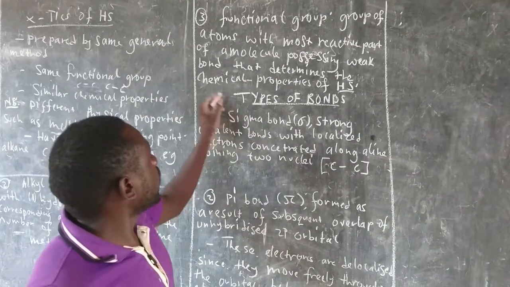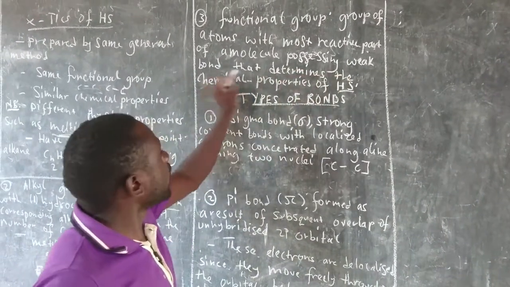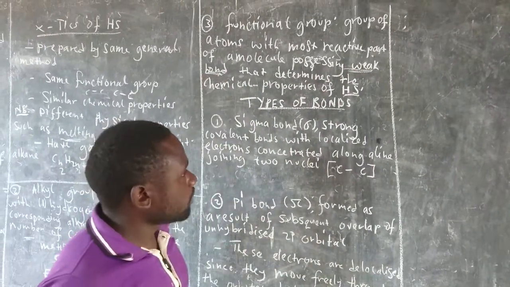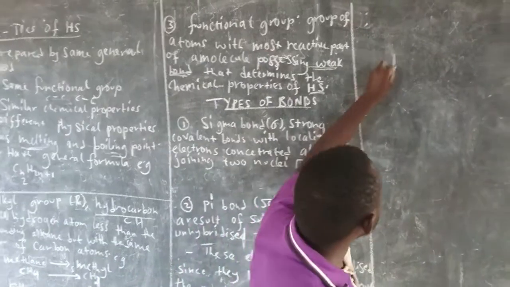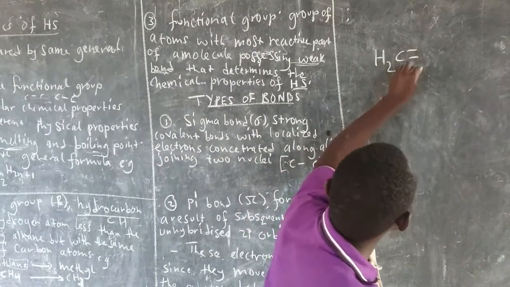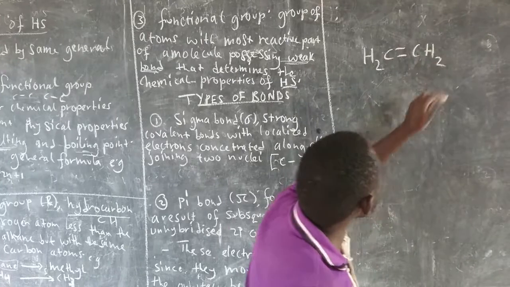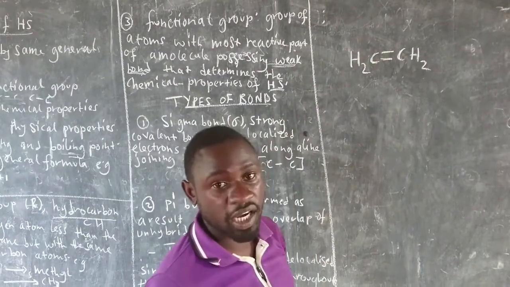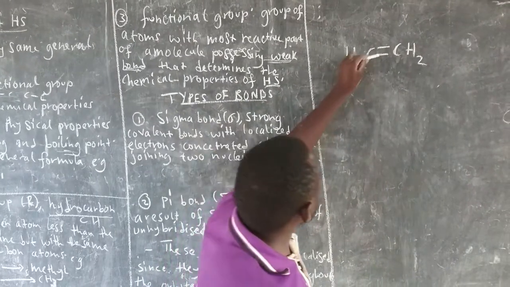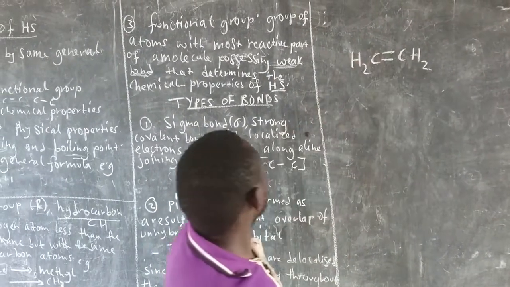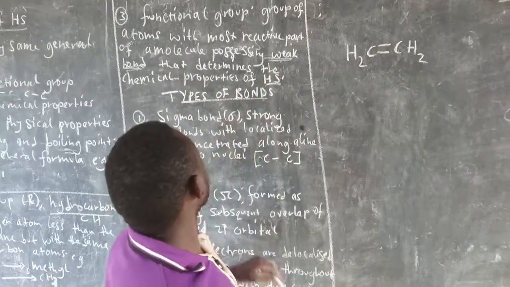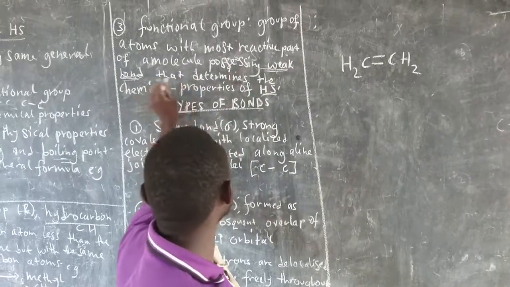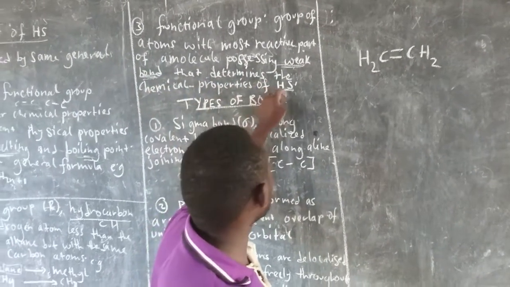Now, we have talked about possessing weak bonds. But where is the weak bond? A good example I can give you is ethene. When you look at ethene, these are the bonds we are talking of, between a carbon and another carbon atom. These are the weak bonds. The functional group is the most reactive part of a molecule possessing weak bonds that determine the chemical property of a homologous series.